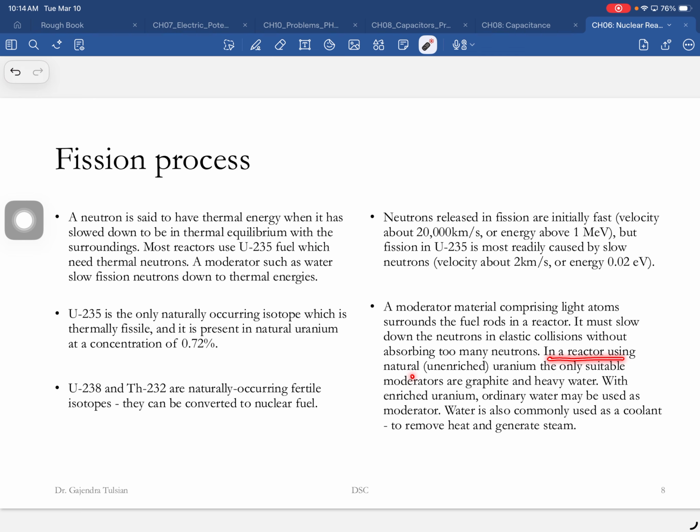In a reactor using natural uranium, what is the problem? What are you splitting? You're splitting uranium-235, and so your target atoms are much rarer. When you enrich them, there are more uranium-235 atoms for you to split. In natural unenriched uranium, the only suitable moderators are graphite and heavy water. With enriched uranium, ordinary water may be used as moderator.